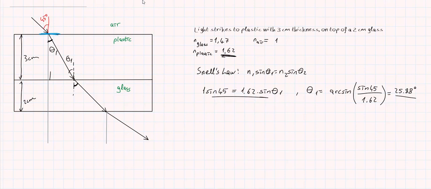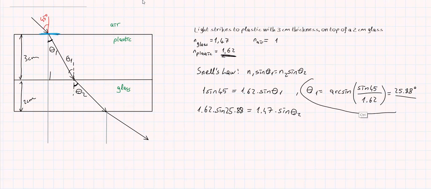I will write Snell's law again. This time I say, in plastic, 1.62 times sine theta 1, this angle, 25.88, will be equal to, in glass, 1.48 times sine theta 2. Okay, so I will do the same arrangement, and if I calculate, I will find theta 2 as 28.75 degrees.